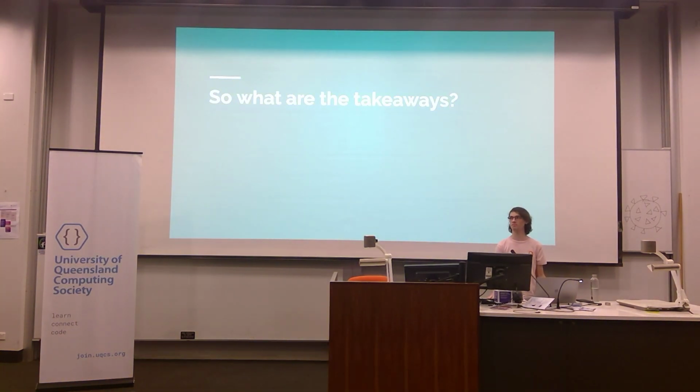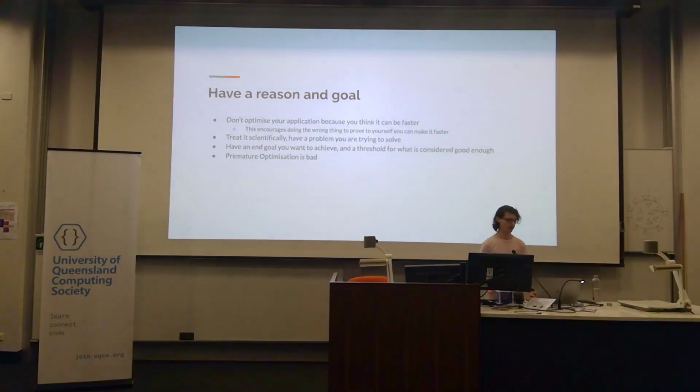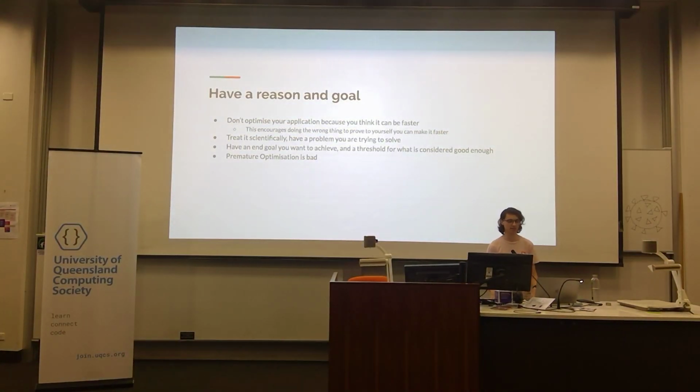So what are the main takeaways of this whole optimization project? Firstly, have a reason and goal. Don't optimize your code just because you think, hey, I can make this faster. That probably means you're going to do the wrong thing and write really, really messy code just because you think it can be faster. Treat it as a scientific process, basically. Have a problem and a goal, so you're trying to solve this problem to reach your goal.